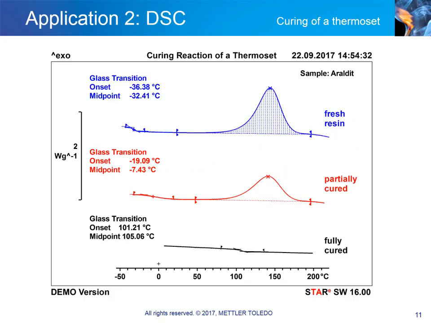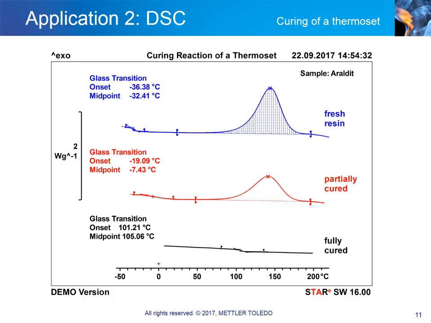Another important application for differential scanning calorimetry is to measure the curing reaction in thermosetting materials. The diagram displays the DSC curves of 3 samples that were cured to different extents. The results show that with an increasing degree of cure, the glass transition shifts to higher temperatures, and the enthalpy of the post-curing reaction decreases.